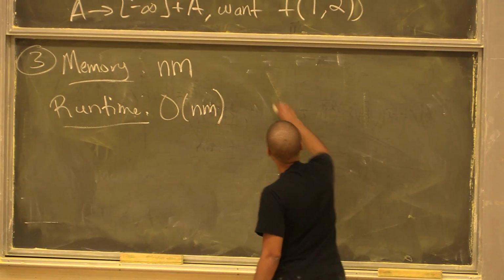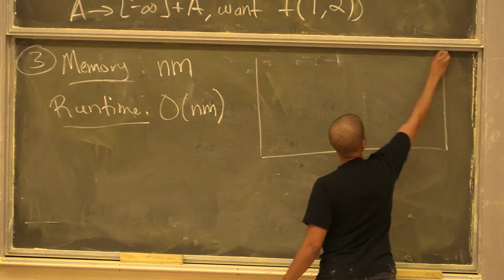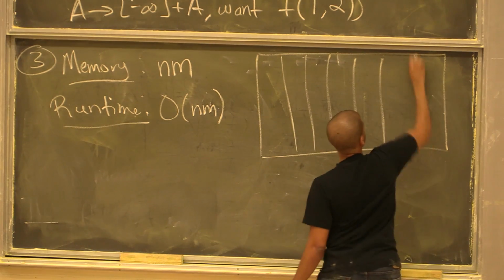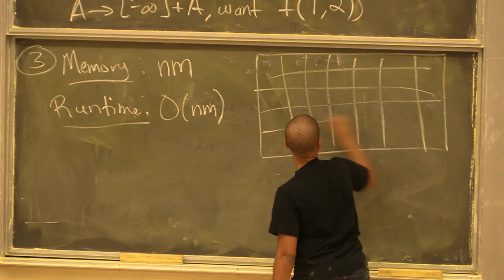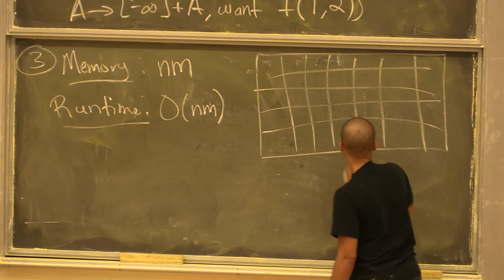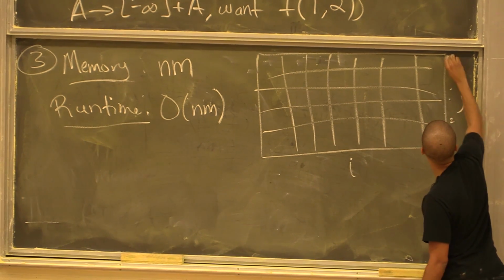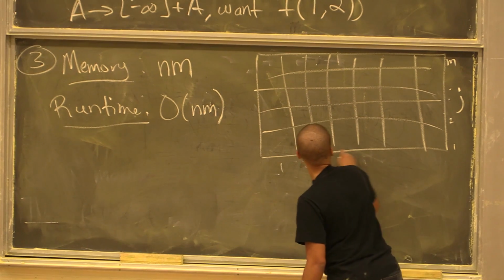Now, if you look at the dp table, right? Here you have the i's and here you have the j's. So this is an index into t. So this is between 1 and m, 1, 2, up to m. And this is, let's say, 1, 2, up to n.